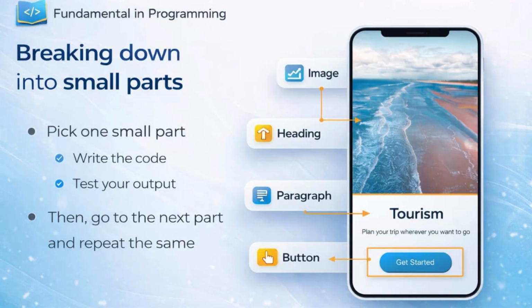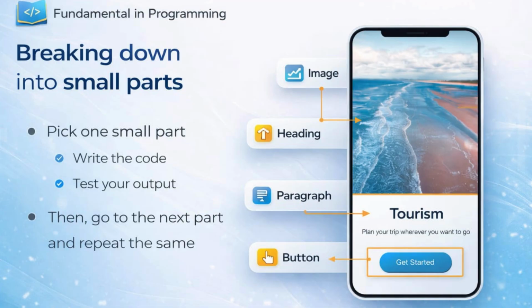Now, let's understand an important concept in programming: breaking things down into small parts. When you build a website or an app, don't try to do everything at once. Instead, divide it into smaller pieces. Start with one small part. For example, first, you can add an image. Then, write a heading. Next, add a paragraph. And finally, create a button.